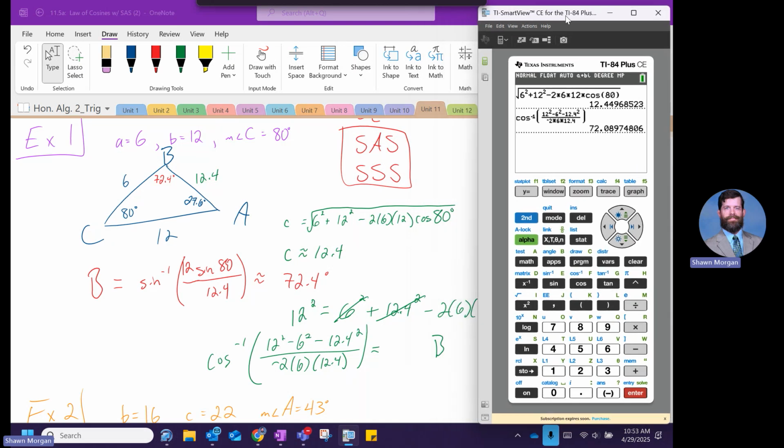Now, we got 72.4. Why would my answer using law of cosines be more of an approximation than my answer using law of sines? Because we used an approximation multiple times in the process. 12.4 not only showed up twice, one of those times it was getting squared. And if you square an approximate value, you're increasing the error. Okay, so that's another reason.